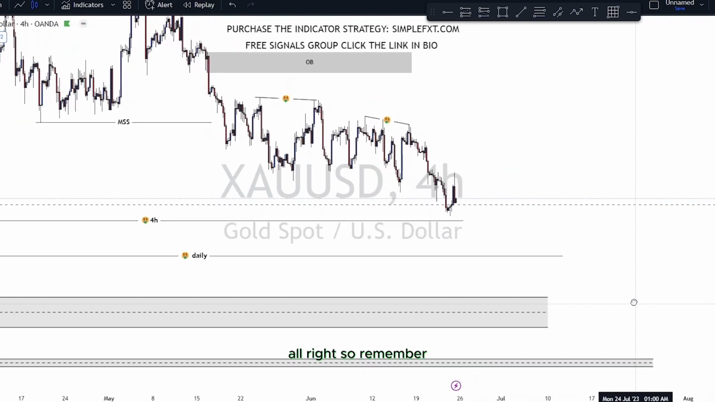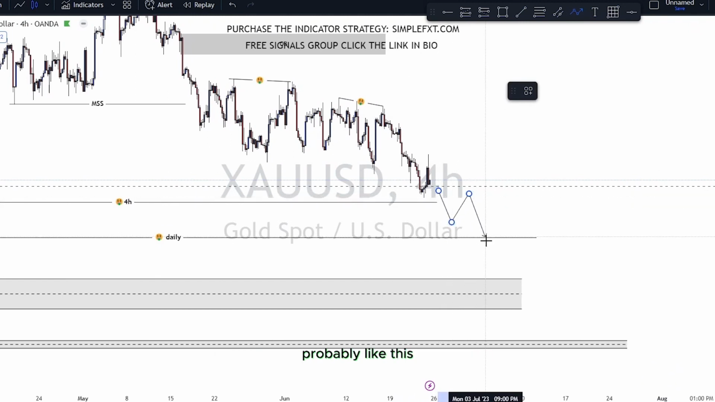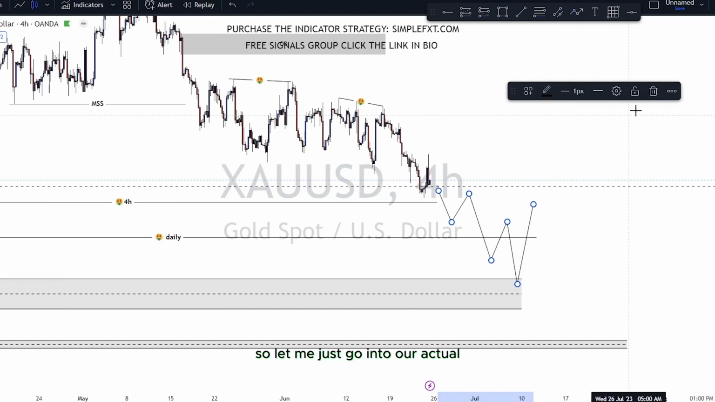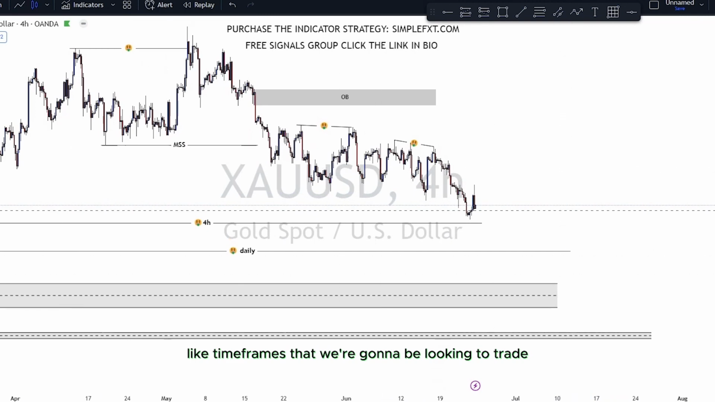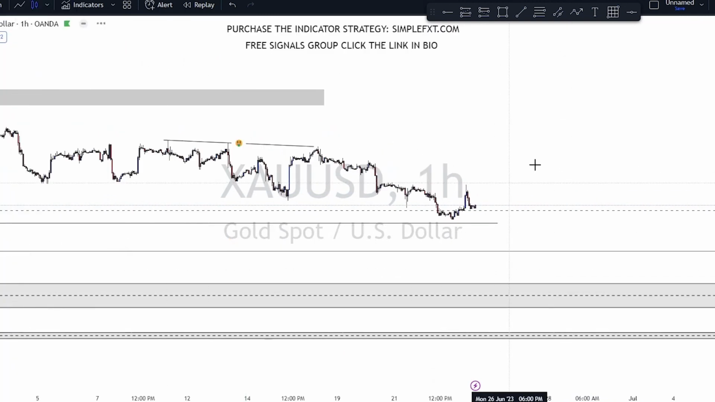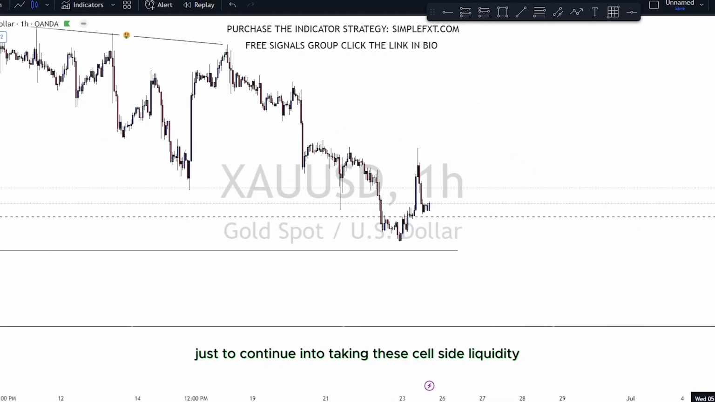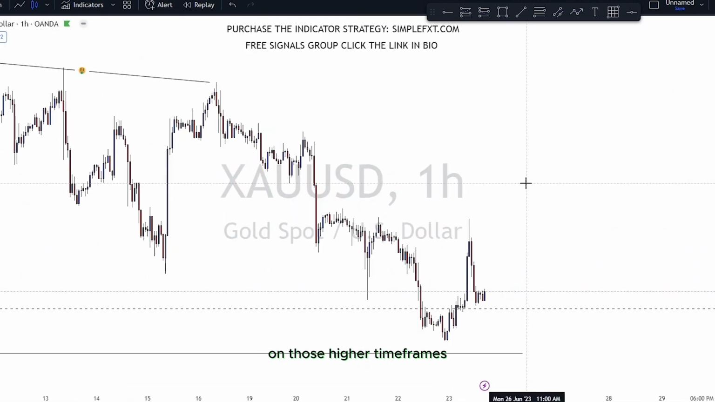All right, so remember, if we could get price breaking below these lows, probably like this, going down into our point of interest, coming right back up, breaking structure. By the way, when we're looking for that break of structure, we're not going to do it on the 4 hour, that's going to be too long. So let me go into our actual time frames that we're going to be looking to trade. Let's go to the 1 hour and see what's going on here, because sometimes you could really get some trades that continue into taking these sell side liquidity on those higher time frames.